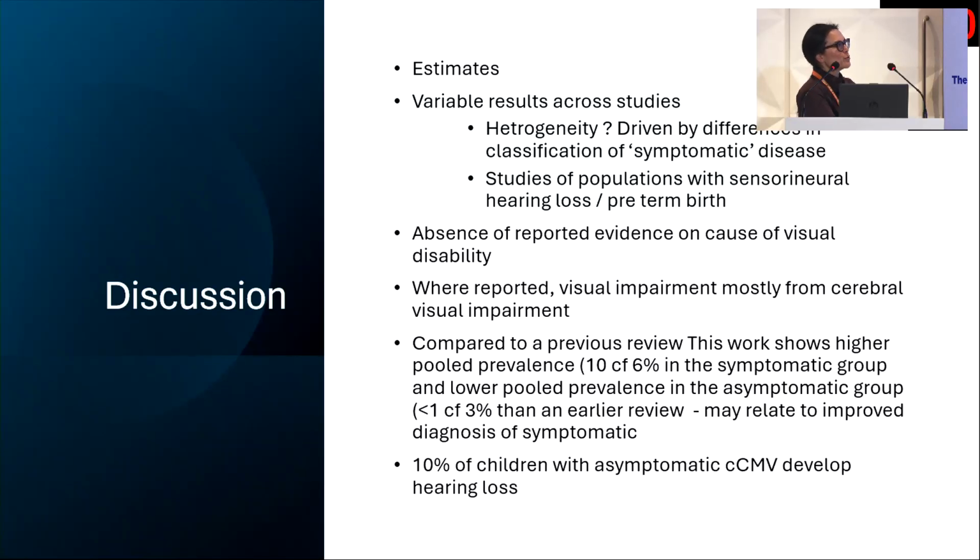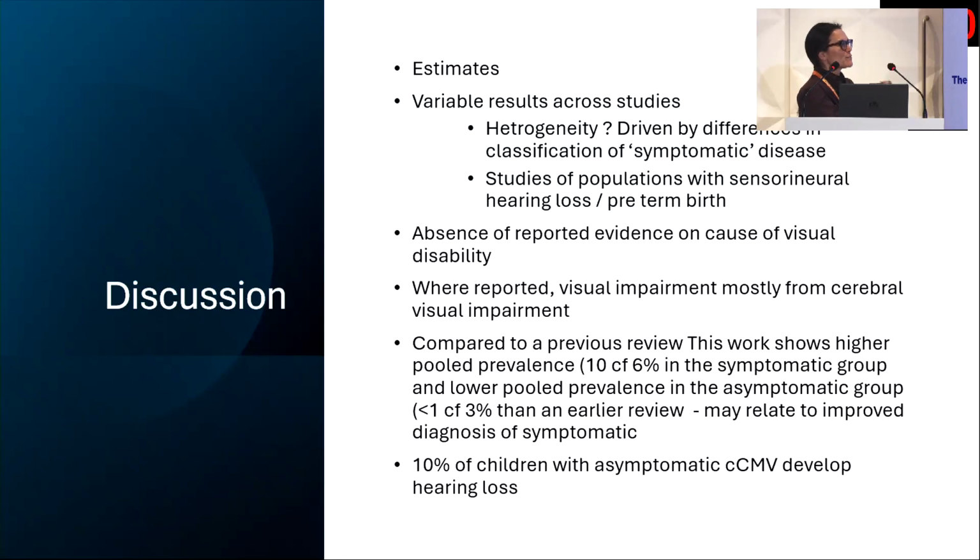When people did report visual disability, they didn't always make it clear whether that was from an ocular reason or from a brain-based reason. But where it was reported, visual impairment did seem to come from cerebral issues from CMV. There has been a previous similar study published in 2012, and actually our pooled prevalences seem higher in the symptomatic group and lower in the asymptomatic group, so probably more clear-cut in terms of how one would screen.